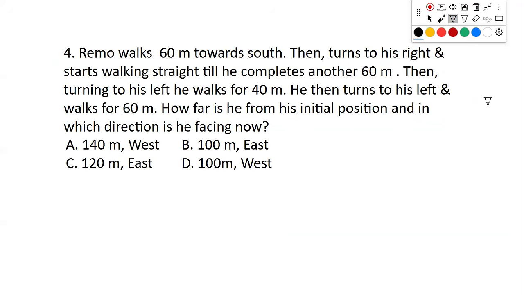So have an eye, always have an eye on the choices. So west to east, east to west. So there is no northeast, northwest like that. Remo walks 60 kilometers towards south, say down line, then turns to his right and starts walking straight till he completes another 60. Then turning to his left, he walks 40. He turns to his left and walks 60. How far is he from his initial position and which direction is he facing now? So diagram is the key. How quickly you draw the diagram, that becomes the key.